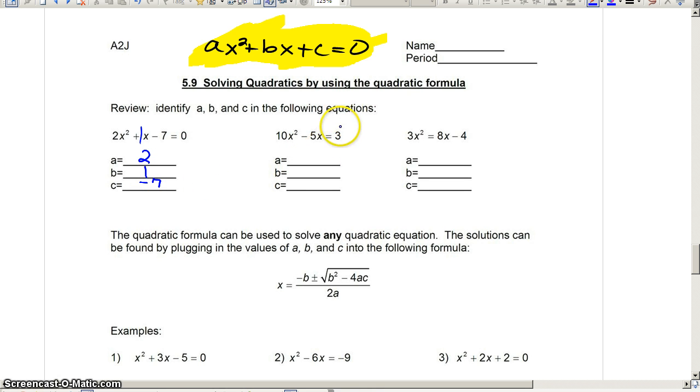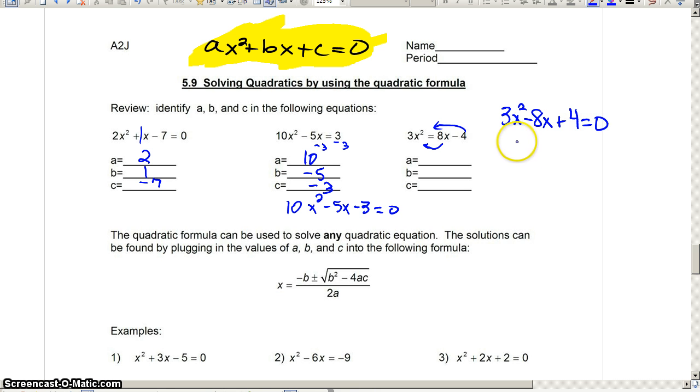Come over here. We've got a problem. We don't have 0. We could subtract a 3 from both sides. We'd have 10x squared minus 5x minus 3 equals 0. So our a is 10, our b is negative 5, our c is negative 3. For this last one, we'd have to move 2 terms. By the way, when you switch sides, you change signs. Of course, I could subtract an 8x from both sides. I could add a 4. The end result would be 3x squared minus 8x plus 4. We'd have an a of 3, b of negative 8, a c of 4.